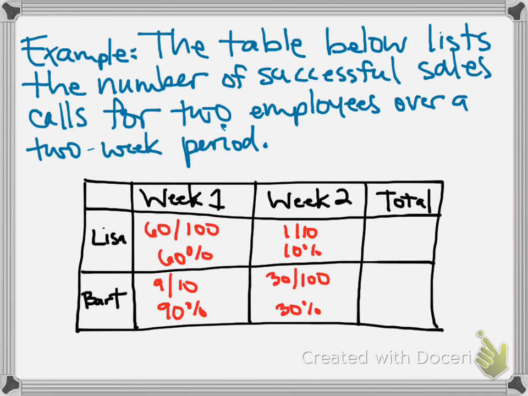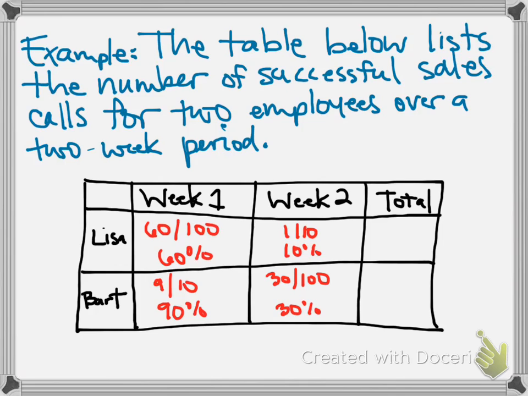So we've got this table, it's a two-way table of course, and it lists the number of successful sales calls for two employees over a 2-week period. Our employees are Lisa and Bart, in honor of the Simpsons. So it looks like in week 1, Lisa had a 60% success rate with her sales calls, and she achieved sales for 60 out of 100 attempts. And in week 2, she achieved success in 1 out of 10 of her sales calls. So of course in week 2, she was successful 10% of the time.